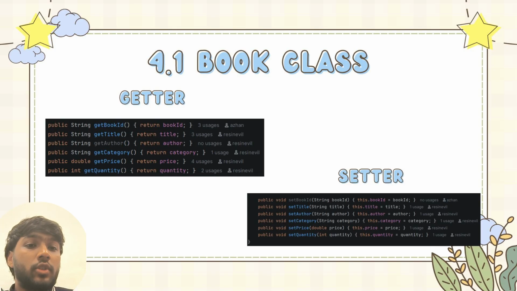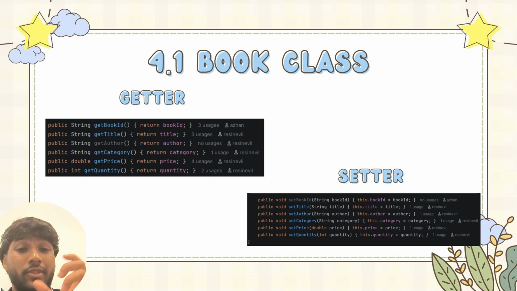Now let's move on to the setter method. A setter method is used to modify or update the values of the private attributes. So if you want to change the value of a private attribute, let's say I want to change the book ID, that's when you have to implement a setter method, where you can change the value.